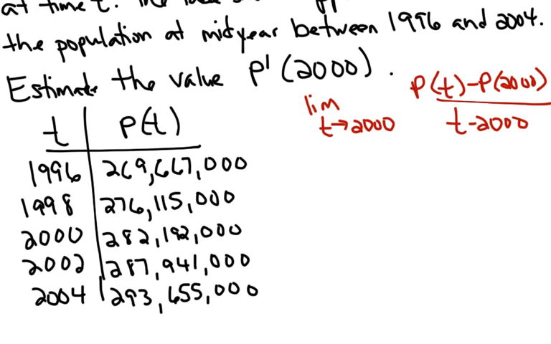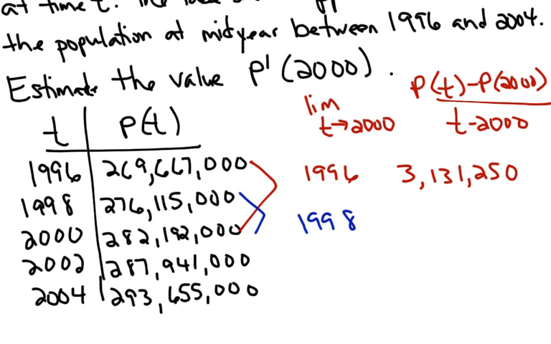So we're going to start with the average from 1996 to 2000. So we're going to do 282,192,000 minus 269,667. We're going to divide that by -4 because the time from 1996 to 2000 is -4. And we should get approximately 3,131,250.